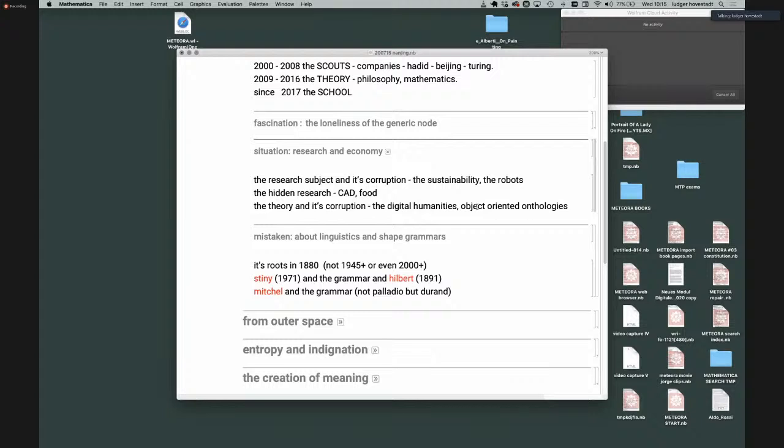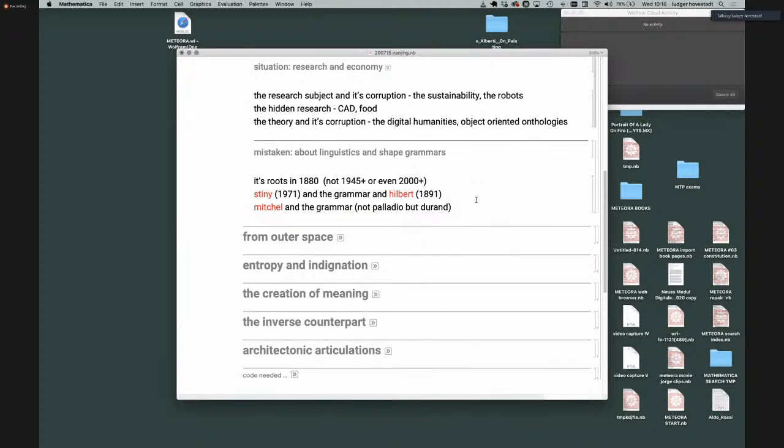We have that with object-oriented ontologies, these crazy things. We have that with digital humanities and so on. In my perception, this is a new understanding. It's a turn of what theory is. Theory gets more towards marketing in the market since the 80s. From my understanding, this is very important to what theory is.